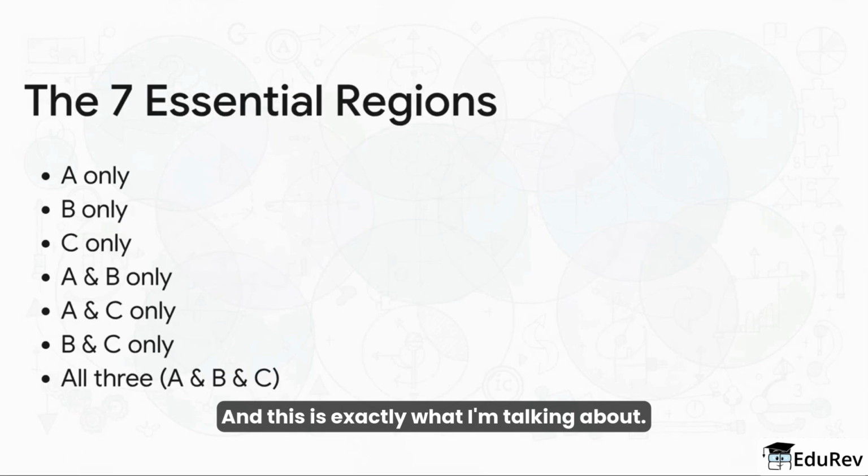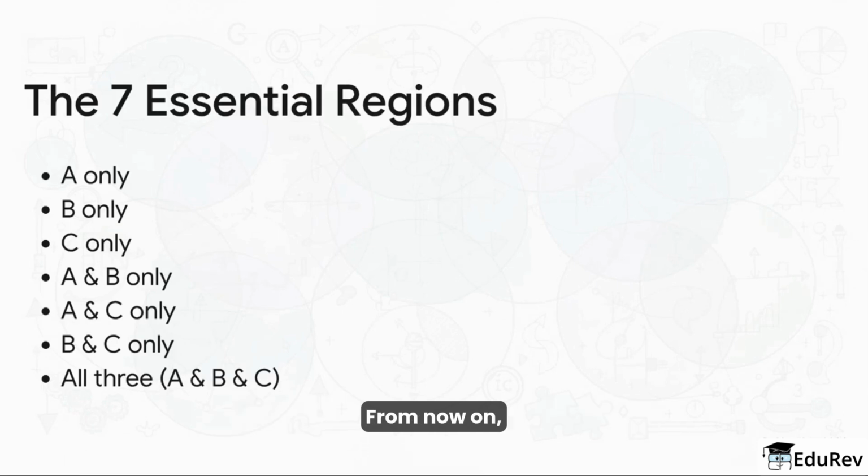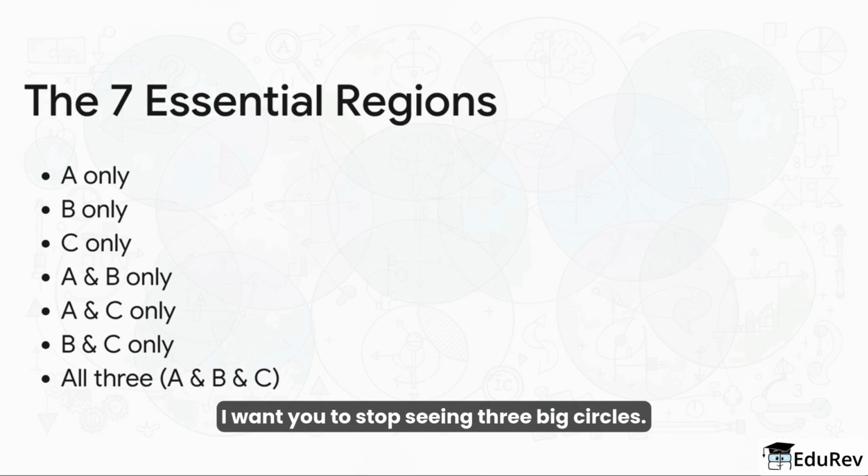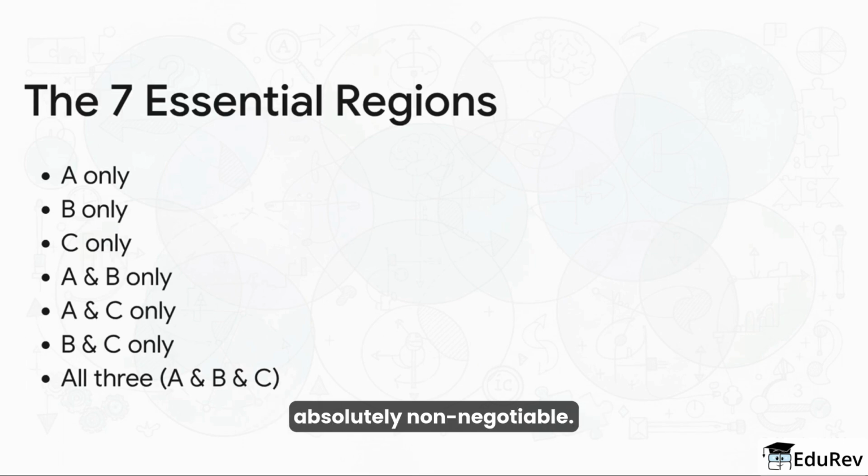And this is exactly what I'm talking about. From now on, I want you to stop seeing 3 big circles. Instead, I want you to see the 7 distinct individual regions. You've got A only, B only, C only, then the overlaps, A and B only, A and C only, B and C only, and that sweet spot in the middle, all 3. Knowing these 7 zones cold is absolutely non-negotiable.